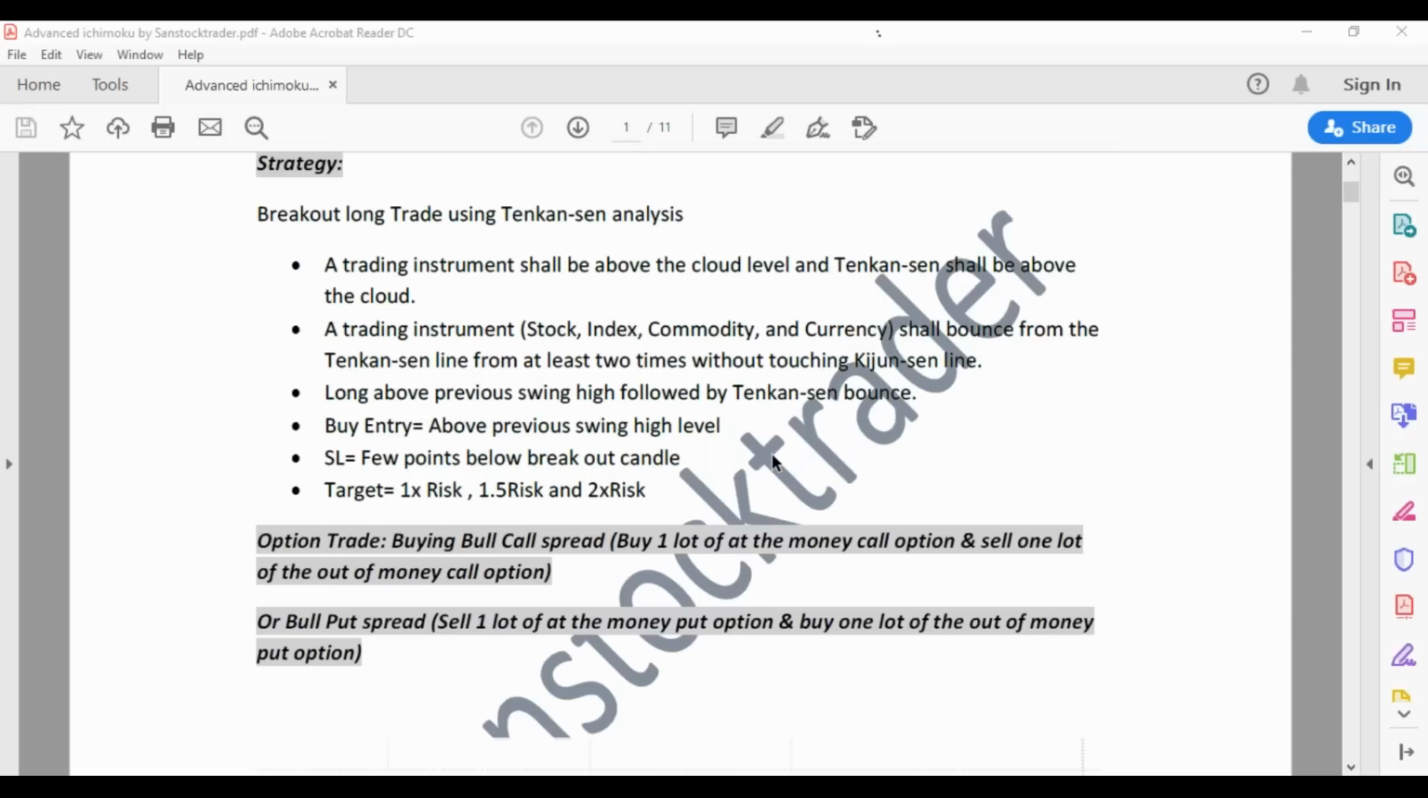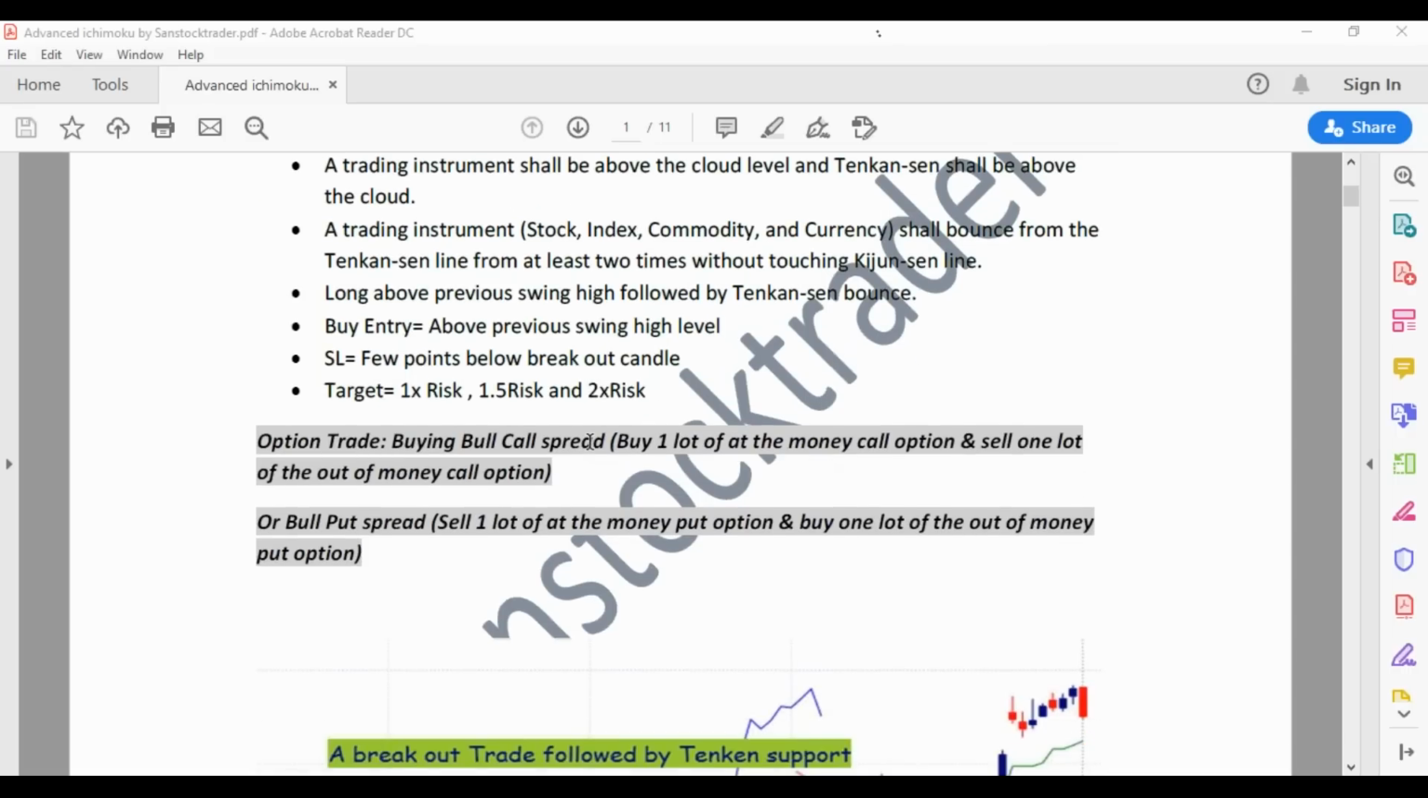Now when the instrument bounces 2 times, taking support at the Tenkan-sen without touching the Kijun-sen, it's a signal that the trend is very strong and we will trade this breakout. We go long above the previous swing high followed by the Tenkan-sen bounce. We will see in the chart, the entry is above the swing high level.